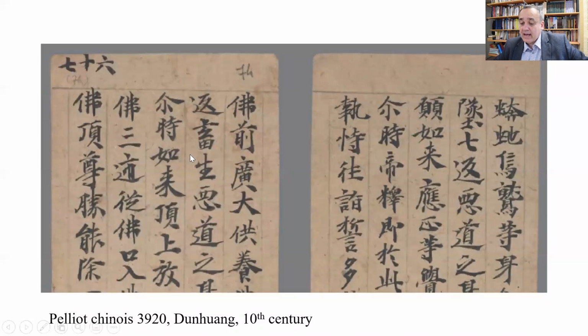And we have further examples from Dunhuang, for example, also on similar kinds of poti leaves. Sometimes the pagination goes in horizontal lines from left to right. So in this case, we have the number 76, written basically from left to right, the same way it would be written today.